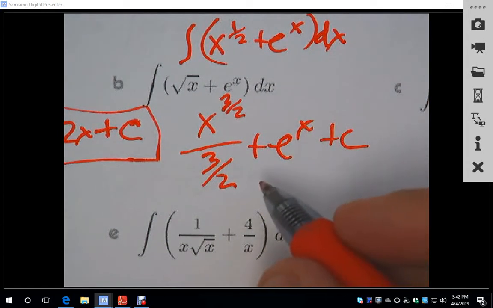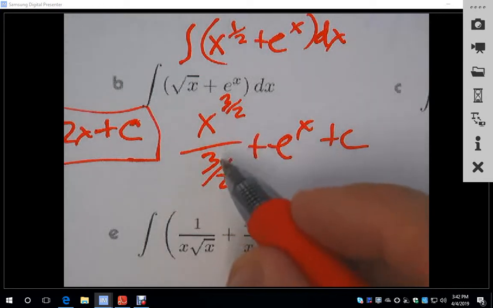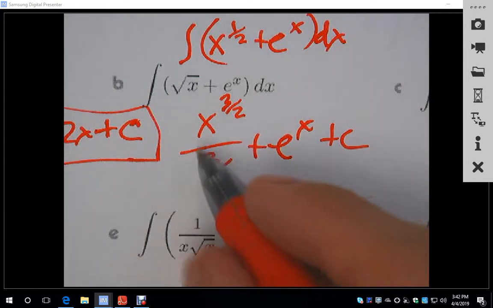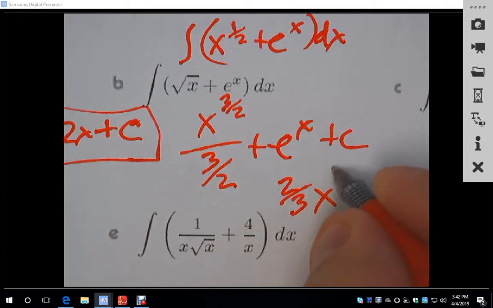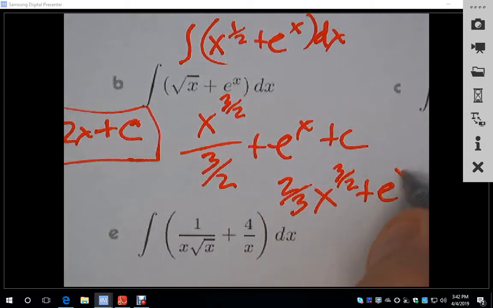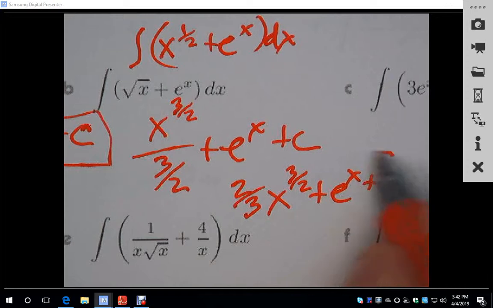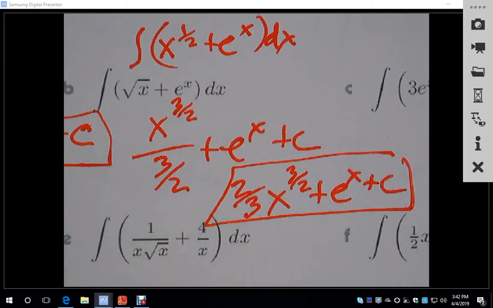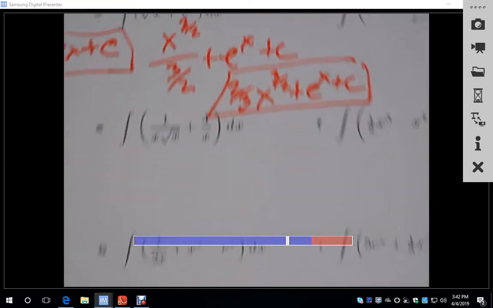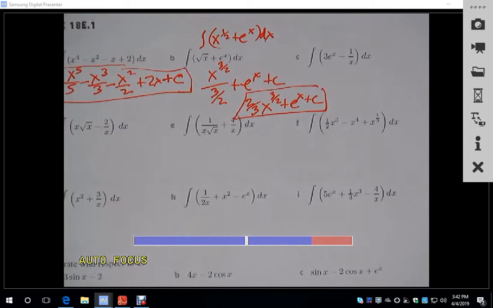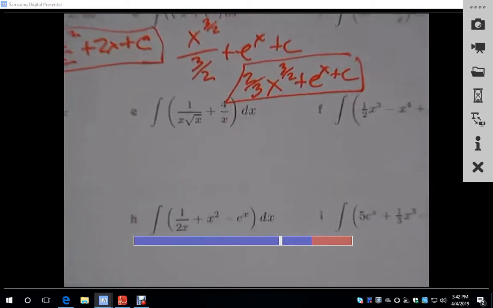Now I would stop here, but I have a fraction divided by a fraction, so I'm going to just take the reciprocal, and that would give me 2/3 x to the power of 3/2 plus e to the x plus c. So that would be the answer for B. Now if we look, let's just move down. I'm going to skip around a lot. I don't want this video to be super long, so I'm going to just maybe do E.